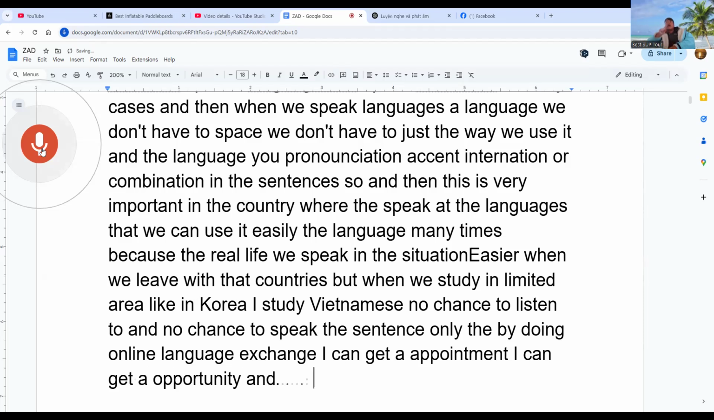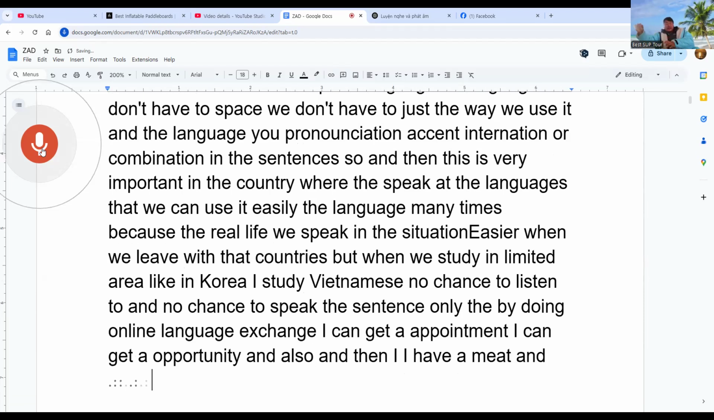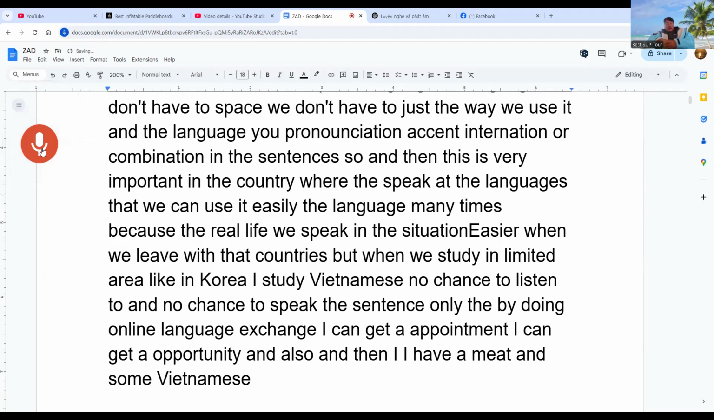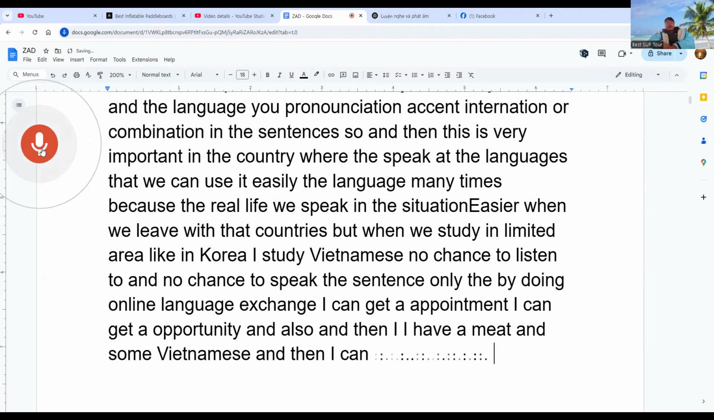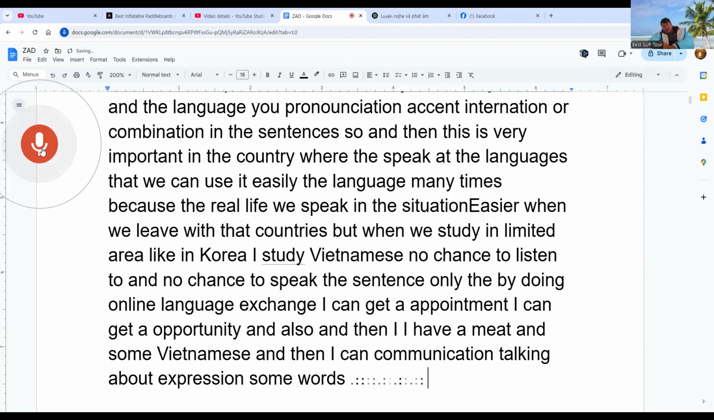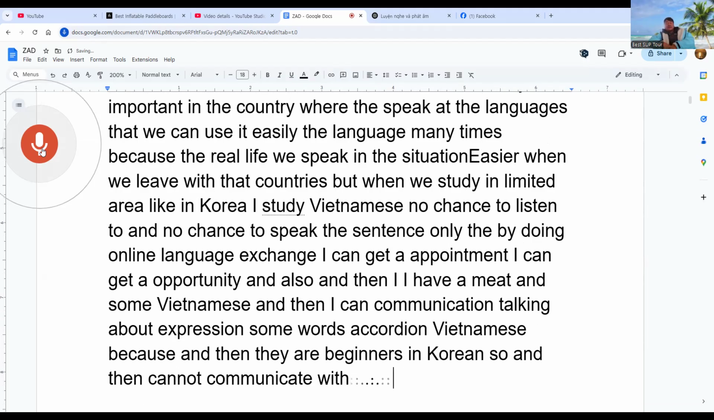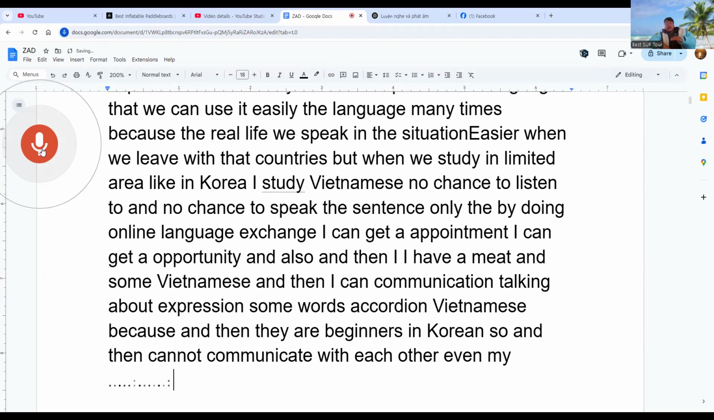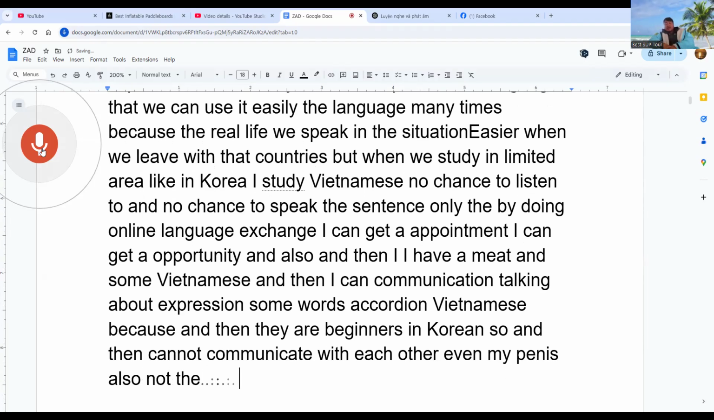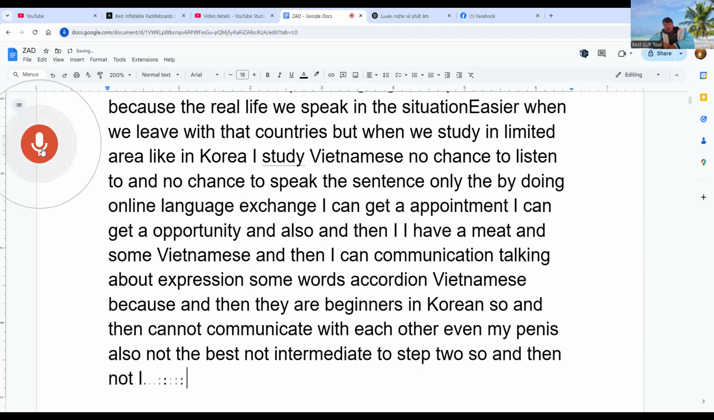I also meet some Vietnamese workers in Korea, and I can communicate well, but it's very limited. We are just talking about expressions and some words in Korean and Vietnamese, because they are beginners in Korean, so we cannot communicate well with each other. Even my Vietnamese is not advanced, not intermediate, just step two. But I have many chances to practice.